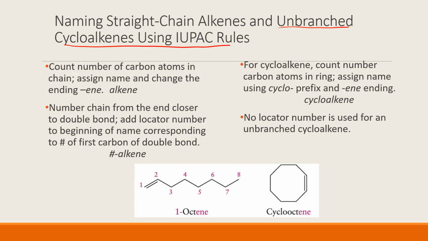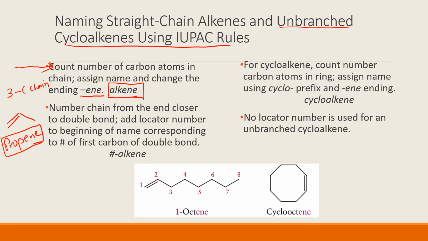In case of straight chain alkenes, we count the number of carbon atoms in the chain as we did in case of alkanes, and then we assign the name based on the number of carbon atoms, and the name ends with ene, E-N-E, because ene comes from alkene. For example, if we have an alkene with a 3 carbon chain as shown here, we know the name for 3 carbon is prop, and then it will end with ene, so it would be propene.